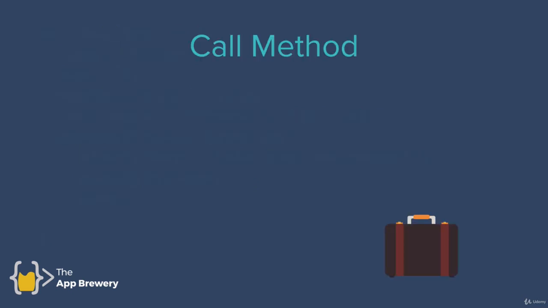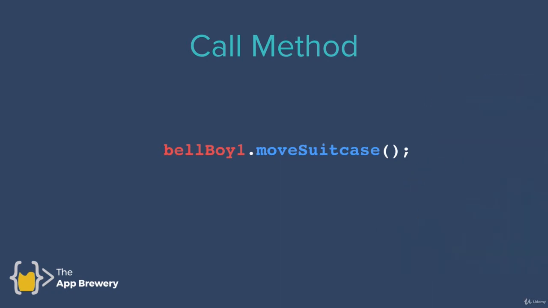And if we had a suitcase in the lobby, then we can simply call the method and say bellboy1.moveSuitcase and perform that method. So remember that when we're using the properties or calling a method, we're always using the dot notation. And the only difference that you see between the method and the property are those parentheses. So keep an eye out for those.